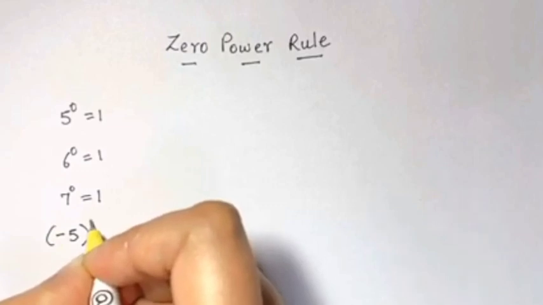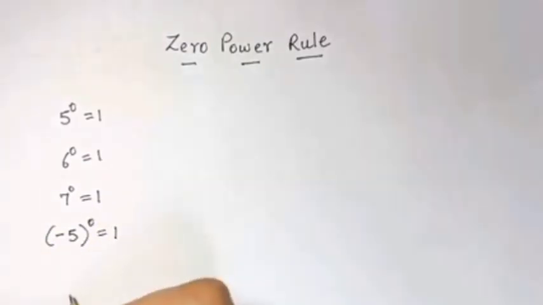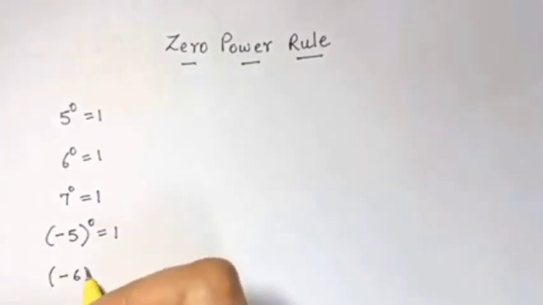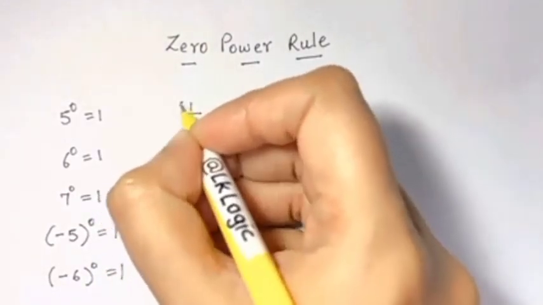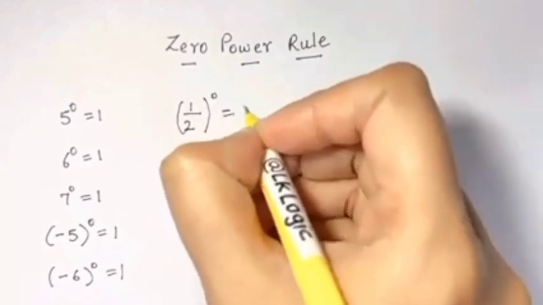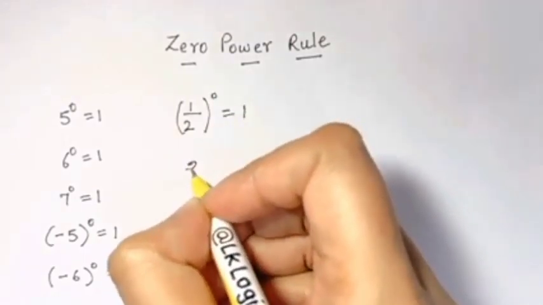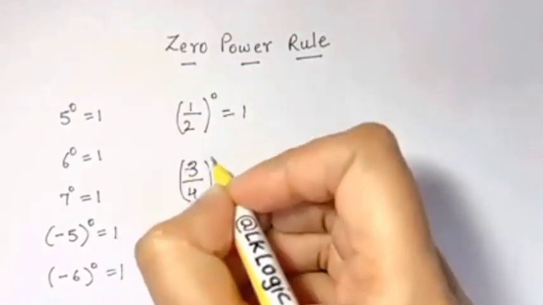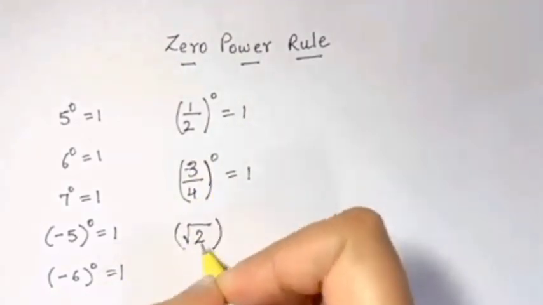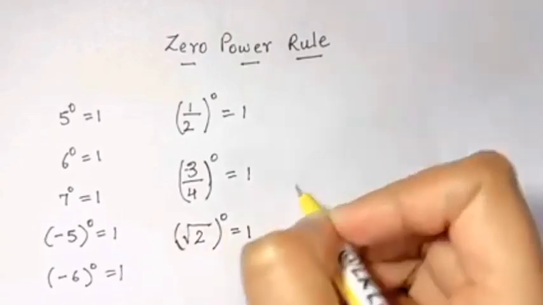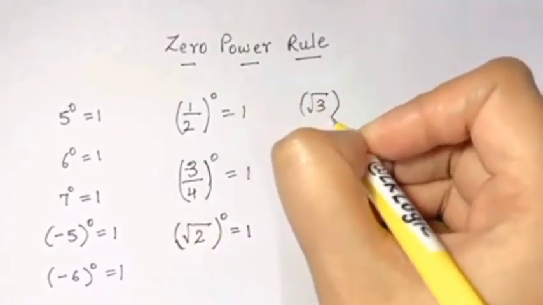Let's take negative numbers. Negative 5 to the power of 0 equals 1. Negative 6 to the power of 0 also equals 1. All of them. Here I have taken integers. Now if you take non-integers also, like a half to the power of 0 equals 1, 3 over 4 to the power of 0 also equals 1. Or any irrational number, square root of 2 whole to the power of 0 equals 1. Square root of 3 whole to the power of 0 equals 1.